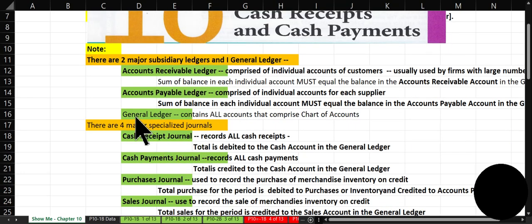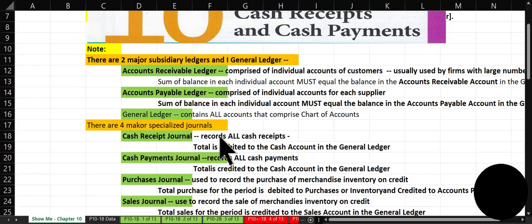Then we have, of course, the general ledger, which, as I said, contains all the accounts made up of the business's chart of accounts. I'll show you an example of a chart of accounts related to the show me problem, and you can also find that illustrated in your textbook.